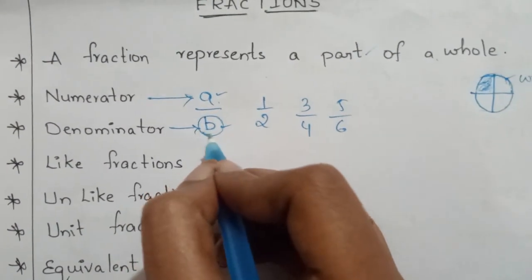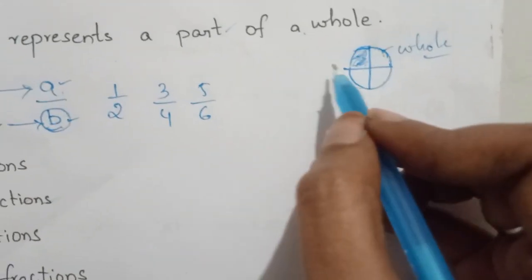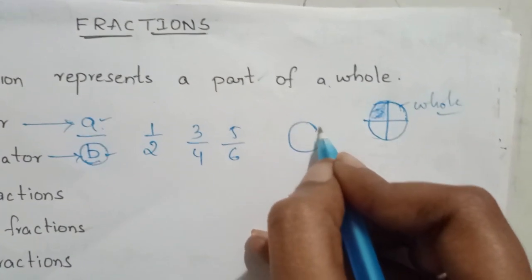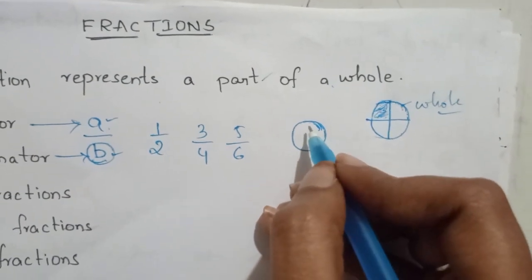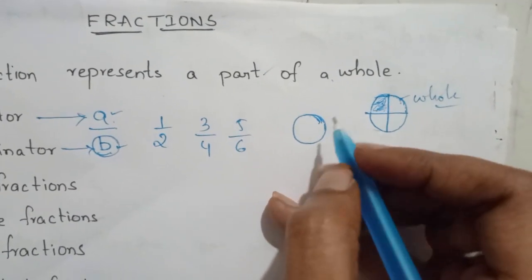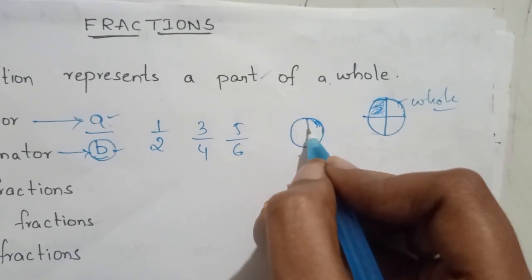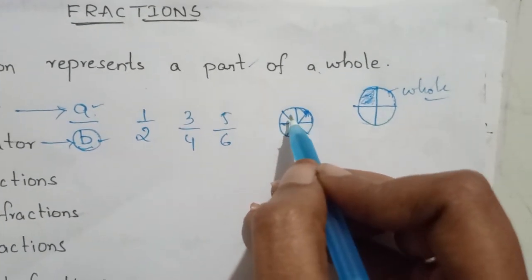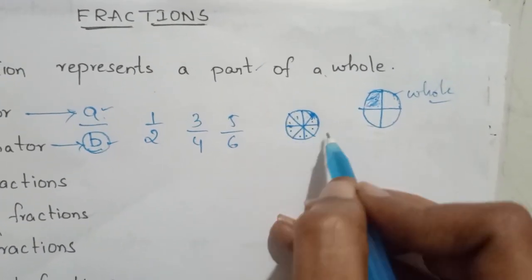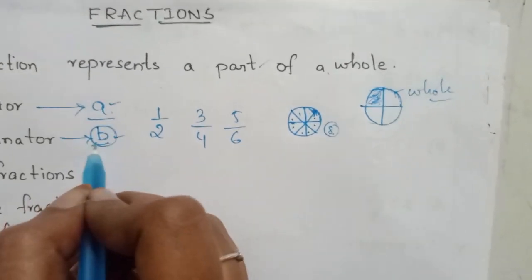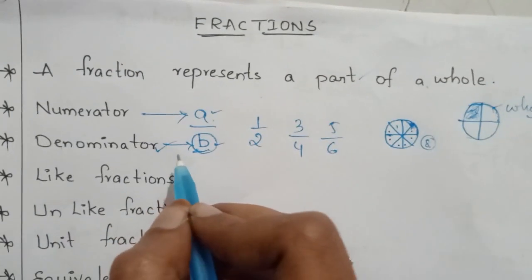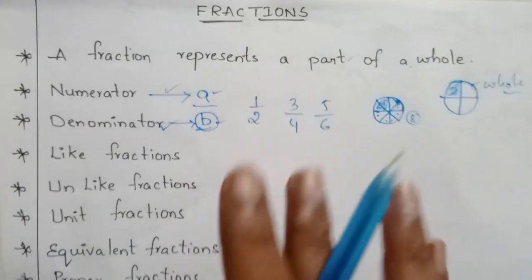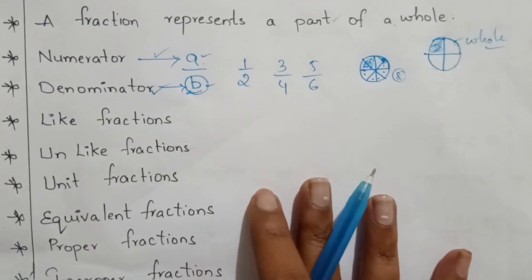So the down number indicates how many parts we have cut that whole thing into. For example, I have a pizza which I want to distribute to 6 people, so I will cut it into 6 equal parts, right? When we are cutting it into some equal parts, that number we call the denominator. So the total number of parts indicates the denominator, and how many parts we are taking indicates the numerator, right? These are the basics which you have already learnt.